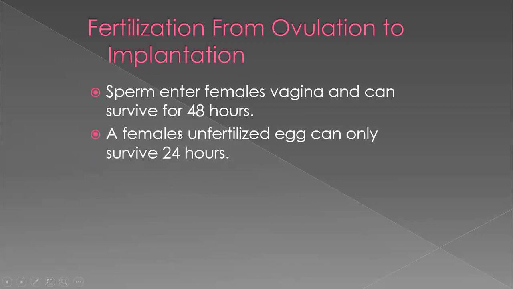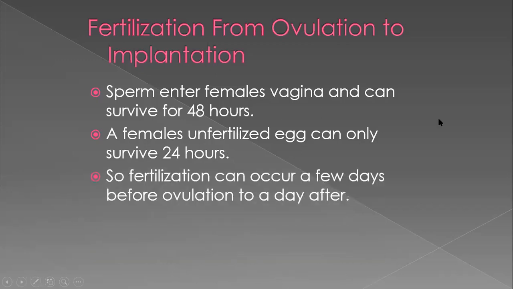So it has to line up: the 48 hours that the sperm is inside of her body and trying to reach the egg to fertilize it, and the 24 hours within which the egg is there and able to be fertilized. So fertilization can occur a few days before ovulation to a day after. So think about it, if a couple has intercourse 2 days before the woman is ovulating, that sperm can stay in there for 2 days until she starts ovulating, right? So that's why it says a few days before to a few days after.